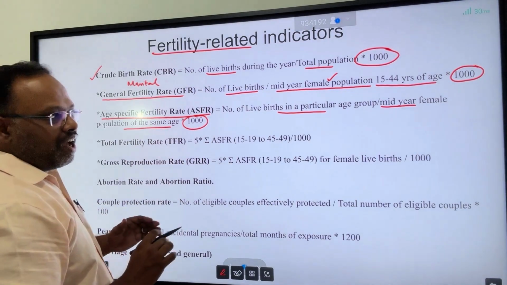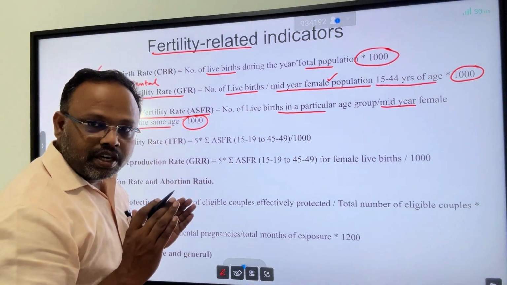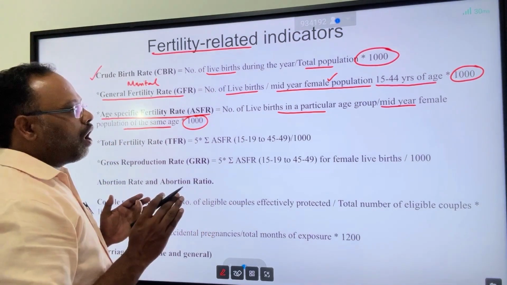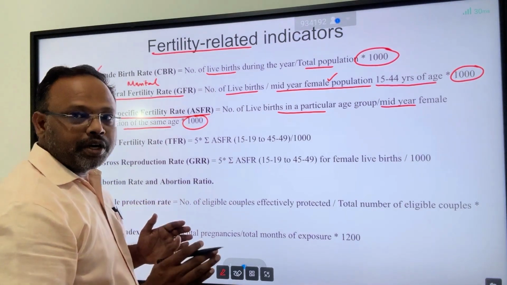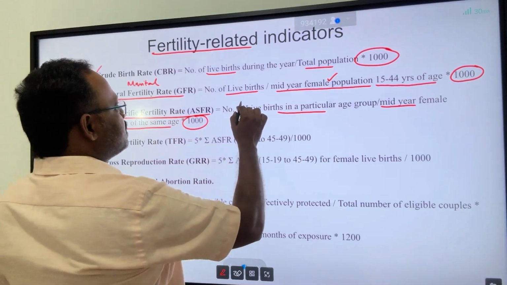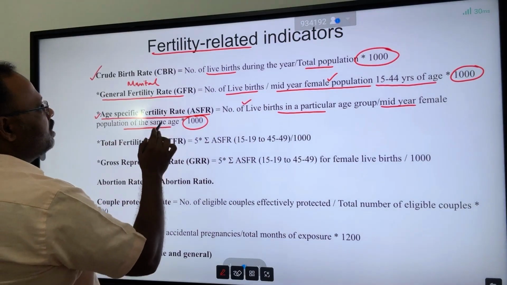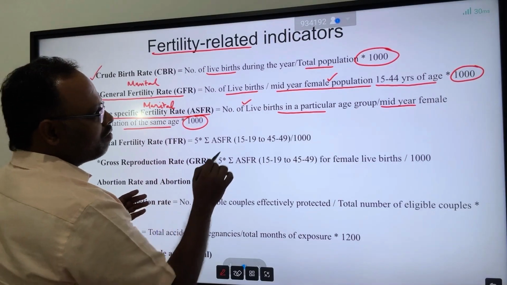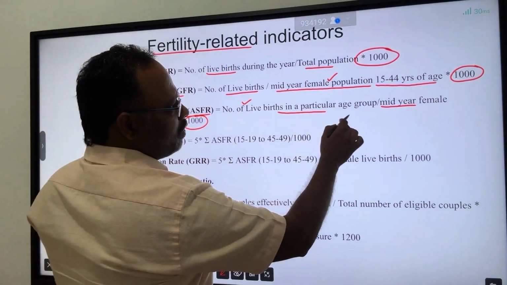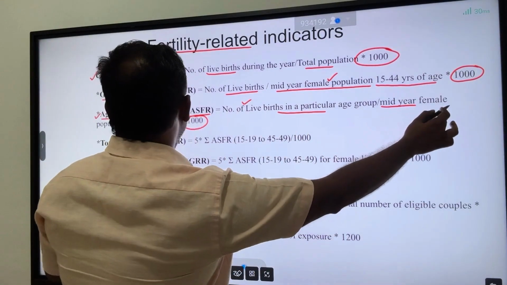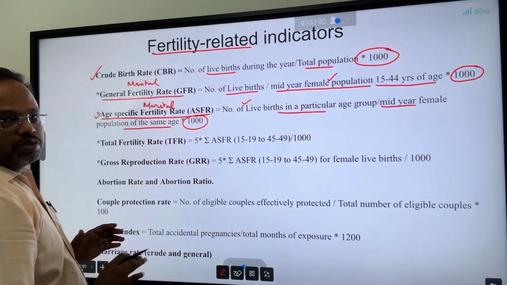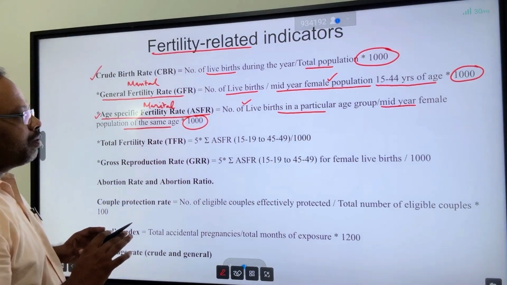So that is, among a certain age group of the females, of the 1000, how many live births are in a particular age group will be considered as the age-specific fertility rate. Again, we have the age-specific marital fertility rate, one more indicator, where the number of live births in a particular age group is divided by the mid-year female married population of the same age, expressed per 1000 mid-year female population of the same age.